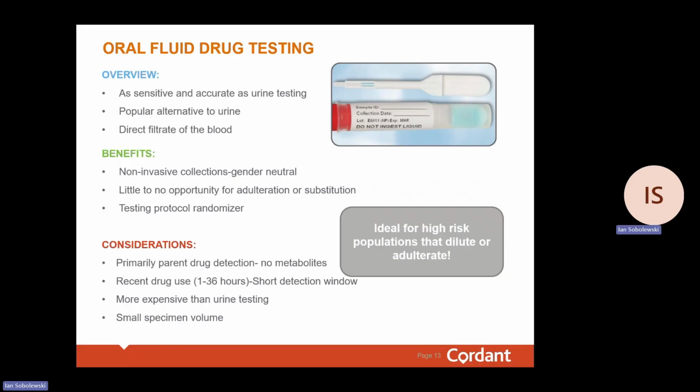Taking a closer look at oral fluid. Now, for some reason, there's a common misconception that oral fluid is inferior to urine. I can tell you that it's as sensitive and as accurate as urine testing. I think most people are confused about what the use of oral fluid is. It does have a much shorter detection window, again, about 1 to 36 hours, compared to urine's 3 to 5 days. Now, oral fluid is a popular alternative to urine, and it does have some advantages. It's a direct filter of the blood. We'll take a look at what that means in the next slide here.